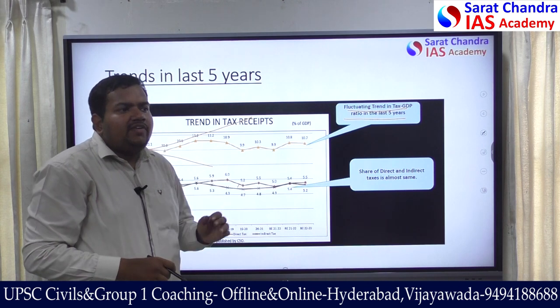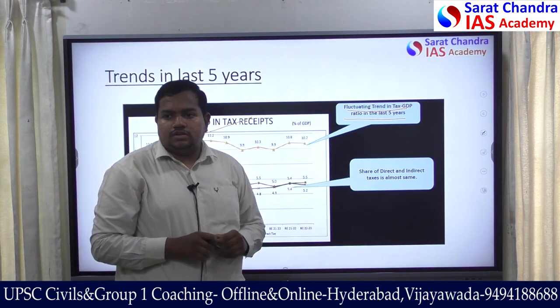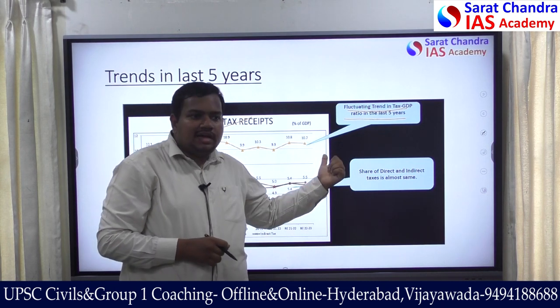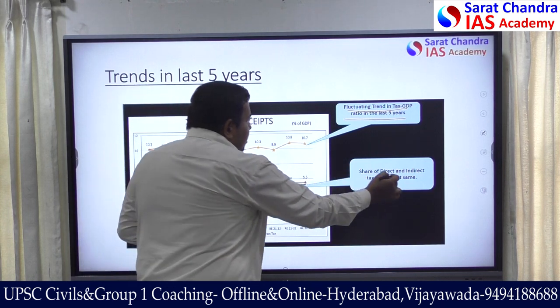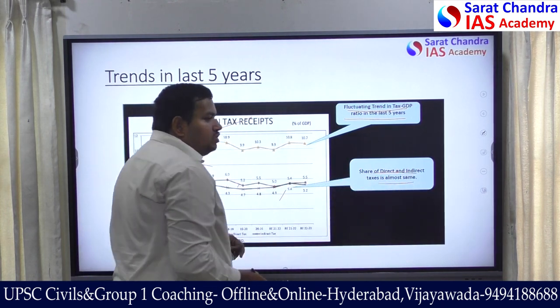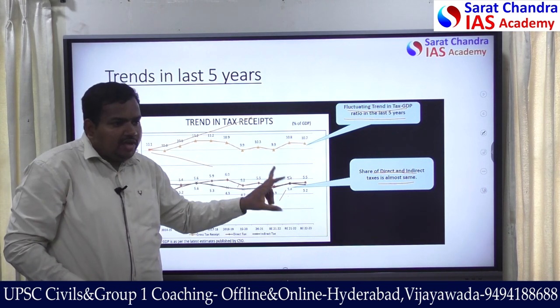Or they can say after the introduction of GST, there is a steady increase in the tax to GDP ratio. But it is not there. It is fluctuating. So that is the first trend. Second, share of direct and indirect taxes is almost same. I told you this year it is almost 5.4.